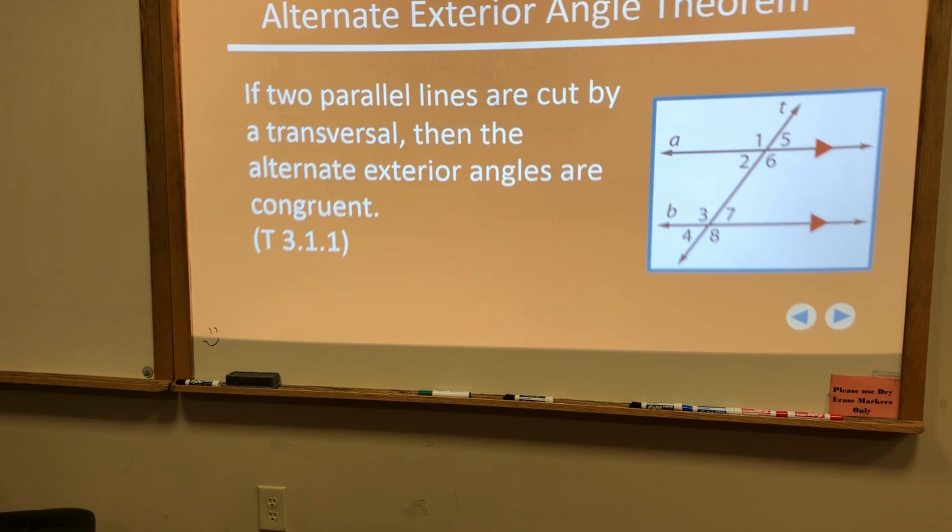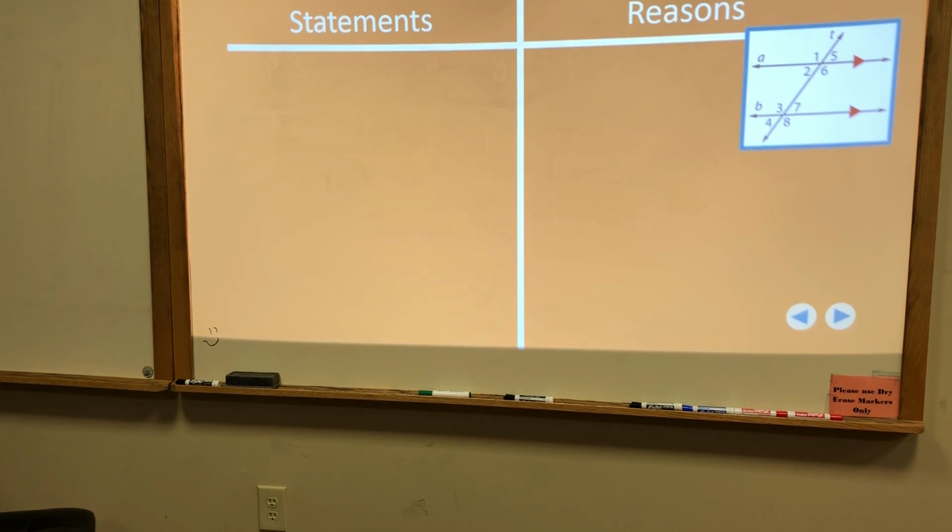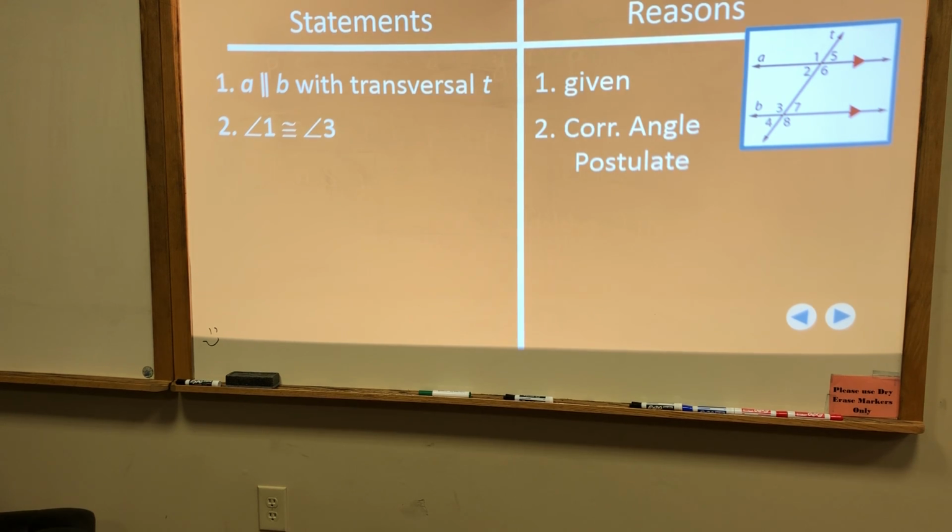All right? So let's go to a statement and reasons. Here's your reasons. Remember, this here is our symbol for parallel. So A is parallel to B with transversal T, which we have. Why is that? That's the given. Now, we talked about 1 and 3 being congruent. Why are 1 and 3 congruent? The reason they're congruent, Sarah, is because of postulate 3.1.1, which is the corresponding angle postulate. Remember, the corresponding angles are congruent.